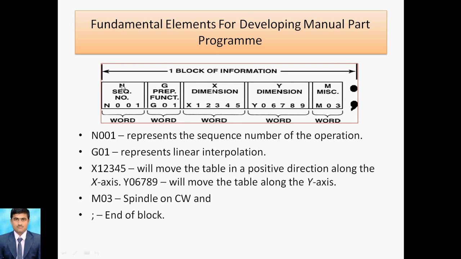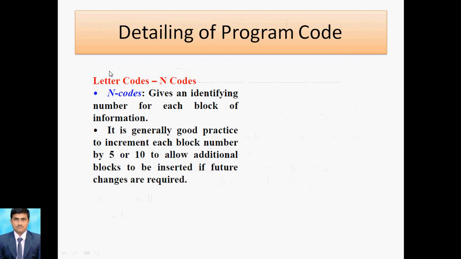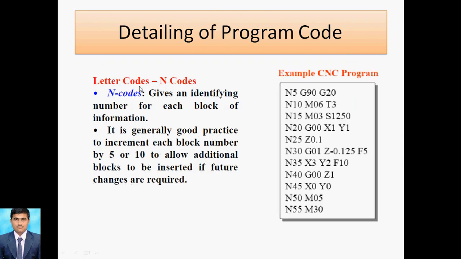Always remember that on the left hand side is the sequence number, then the preparatory function, then the dimension along the x-axis, the dimension along the y-axis, and last is the miscellaneous function. The miscellaneous function is spindle clockwise, anti-clockwise, or you can say spindle start, tool change. Operations like this are in the miscellaneous format. Then next we move to the detailing of the program code. The N code indicates the block number.